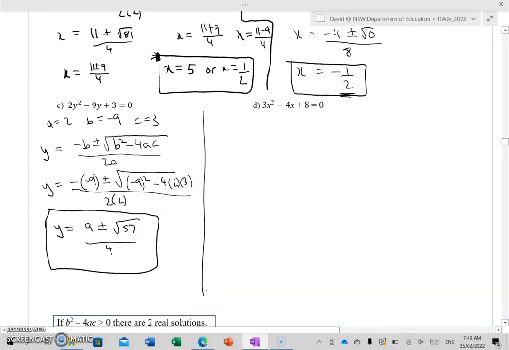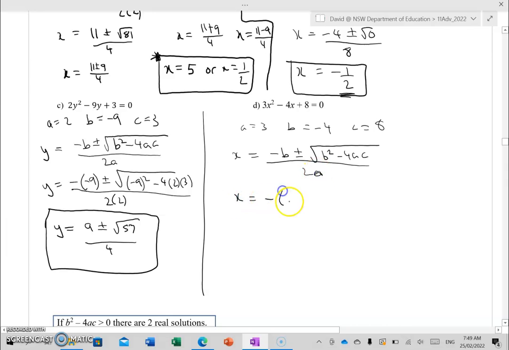D. Everything's over one side equal to 0. Good. So A is 3, B is -4, C is 8. Let's write down our formula. x equals minus B plus minus root B squared minus 4AC over 2A. Okay, substitute in. So it's going to be negative of -4 plus minus root of -4 squared minus 4 times 3 times 8 over 2 times 3.